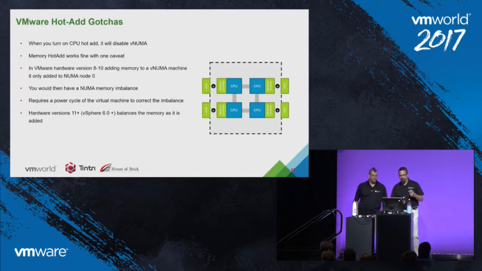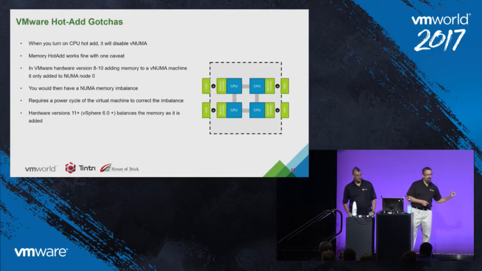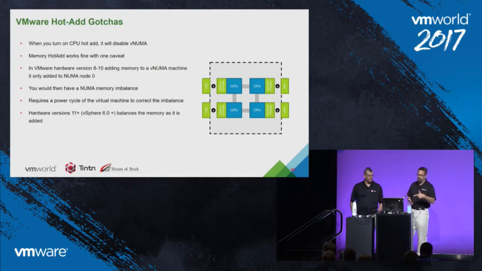Hot add memory works perfectly fine, except for one small caveat. What the caveat basically is, in 6.0 it changed. In 5.5 and below, all the memory was added to NUMA node 0. So if you happen to have 256 and you went up to 384, you added 128 gig of memory, you have 2 NUMA nodes now with one 256 and one with 128. It'll stay that way until you power cycle.